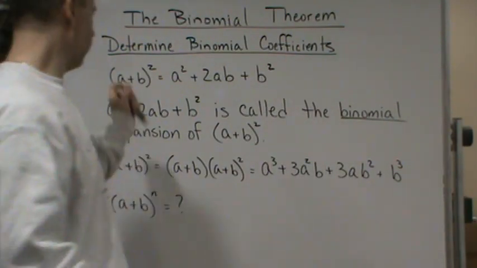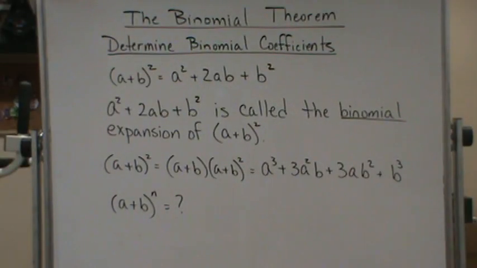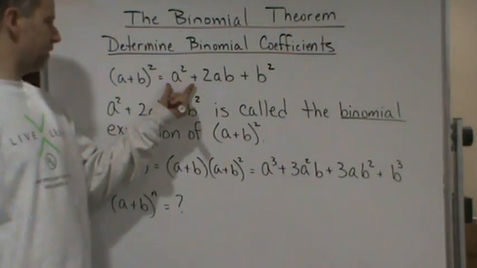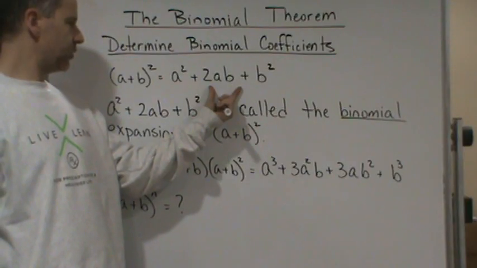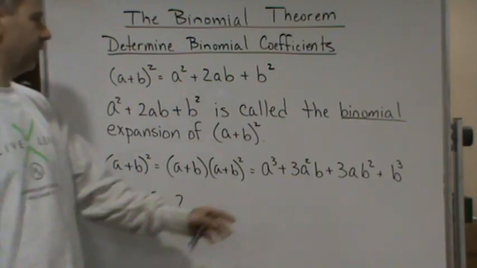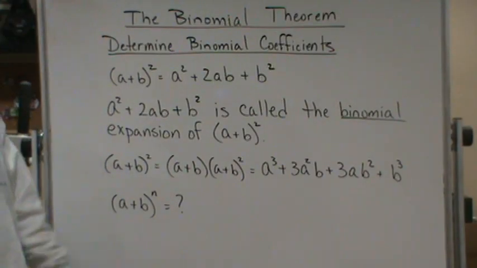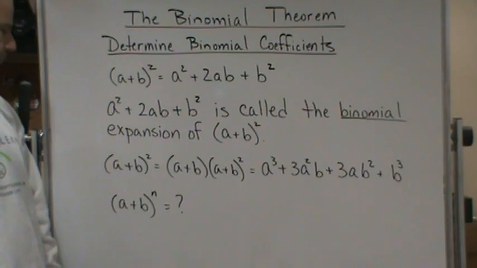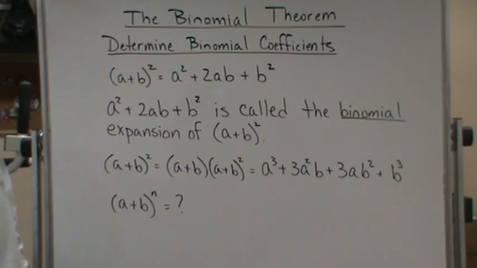And (a + b)^2, we've done this using the FOIL method, right? You've probably done this using what we call the distributive property, which is more accurate. So if we use the distributive property, we can get a^2 + 2ab + b^2. And this expression, a^2 + 2ab + b^2, is called the binomial expansion of the quantity (a + b)^2.